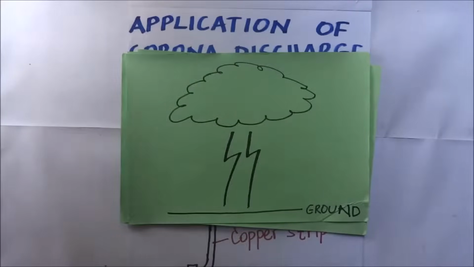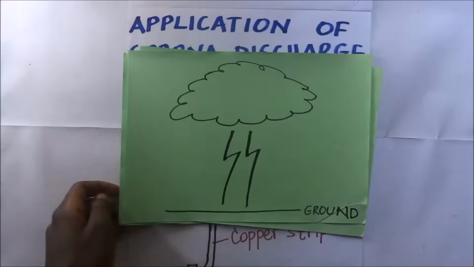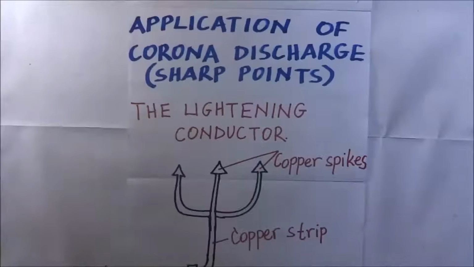This spark generates a lot of heat, which warms up the air around, causing it to rise. When the air rises, air from the neighboring layers reaches the spot to replace the risen air, and in so doing, a loud sound is produced. This loud sound is what we call thunder. So now, when all this happens, how does the lightning conductor work?